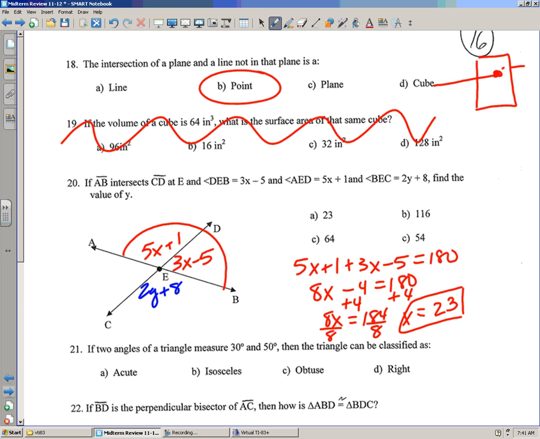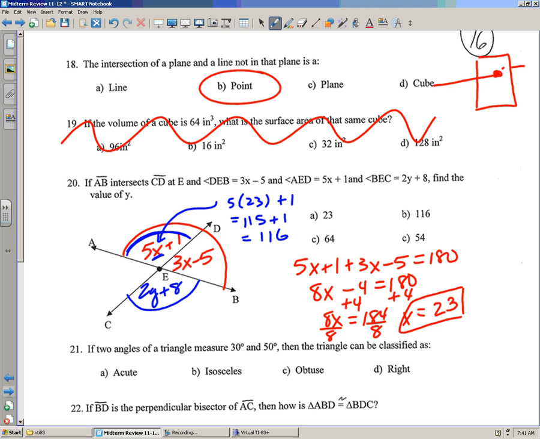So if x is 23, notice that that's one of the choices. They're trying to trick you. Usually, when you get an x value, you have to ask yourself, did I answer the question? The question was to solve for y. Well, what's the relationship? I have this angle here and this angle here. They're vertical, so they're equal. So now that I know the value of x, we can find out what angle AED is. That would be 5 times 23 plus 1. 5 times 23 is 115, plus 1 is 116.